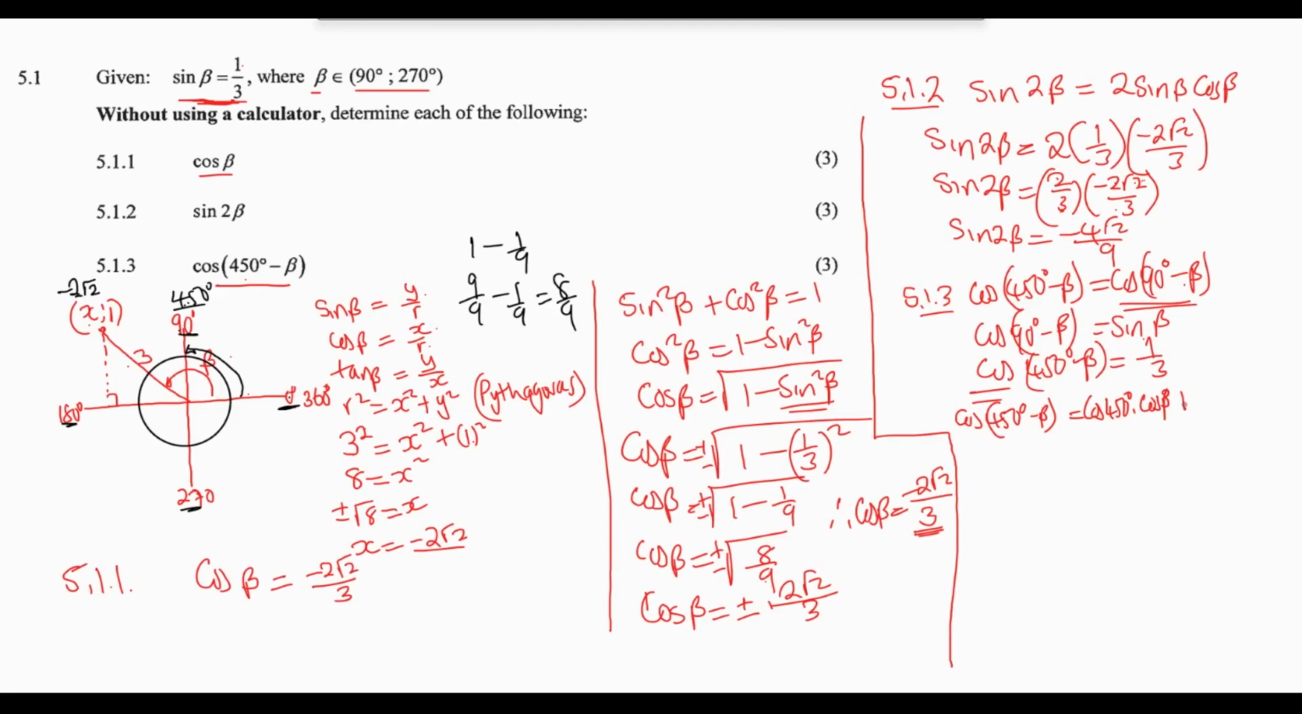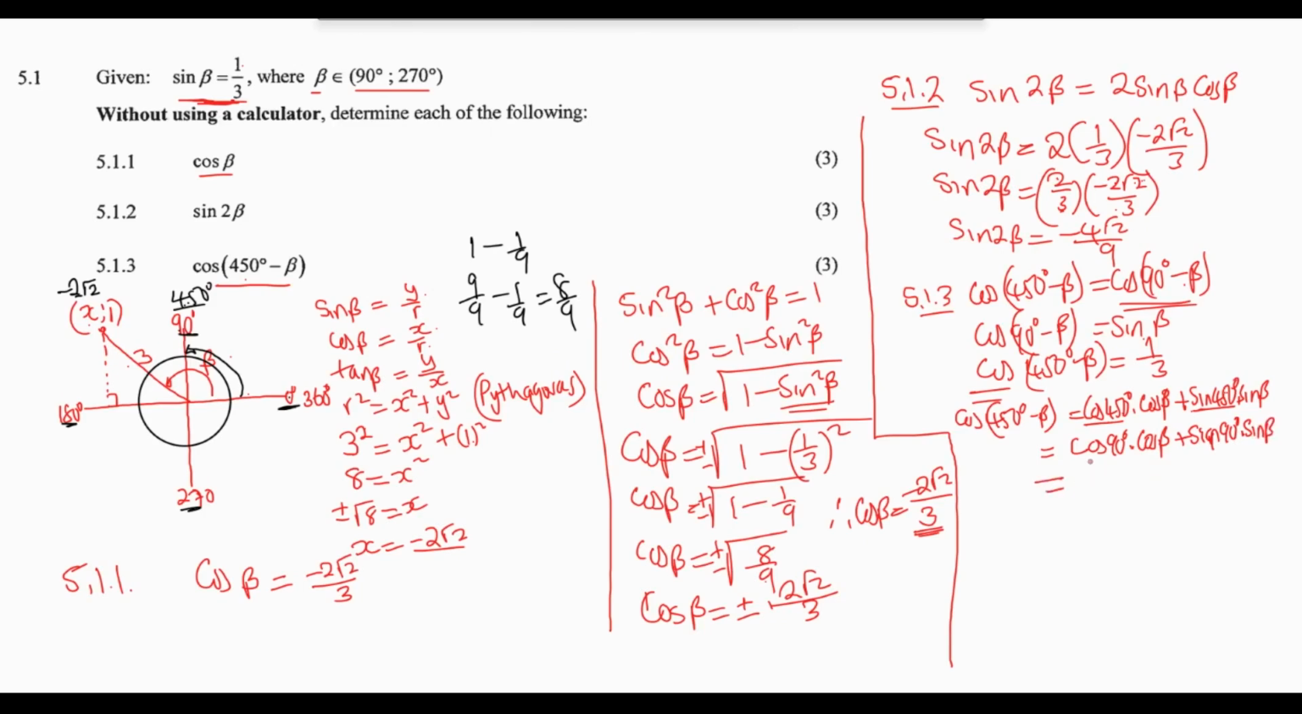And then plus, this minus here, plus sine 450 degrees, then sine beta, right? Cos 450 degrees, sine 450 degrees. We said cos 450 is the same as cos 90. Sine 450 is just the same as sine 90. So this is equal to cos 90 degrees times cos beta, then plus sine 90 degrees times sine beta.